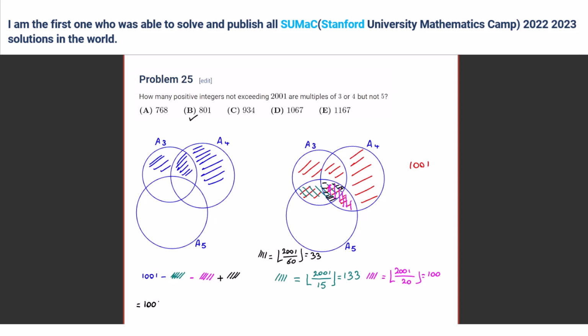So 1001 minus 133 minus 100 plus 33, right? So 1001 minus 200, which is 801. Good job. Which is the right choice.